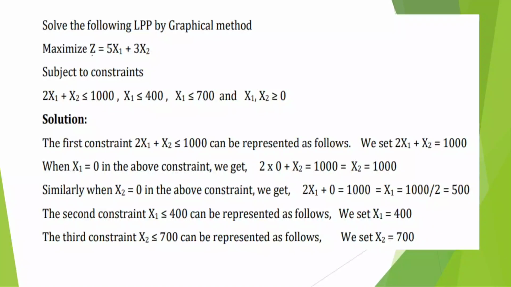The first constraint is 2x1 plus x2 less than or equal to 1000. Now we consider only the equality, that is 2x1 plus x2 equal to 1000. Substitute x1 equal to 0 in the above constraint and we get the value of x2 as 1000. Similarly, give x2 equal to 0 and we obtain the value of x1 as 500. Now we have obtained 2 points using the first constraint.